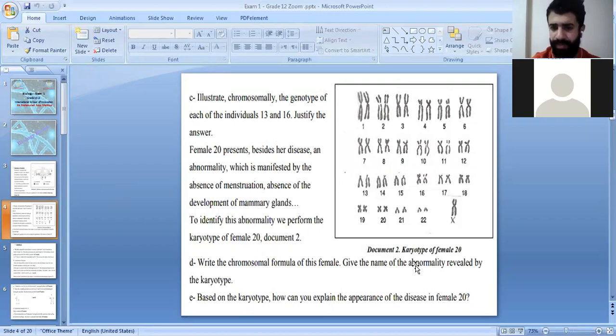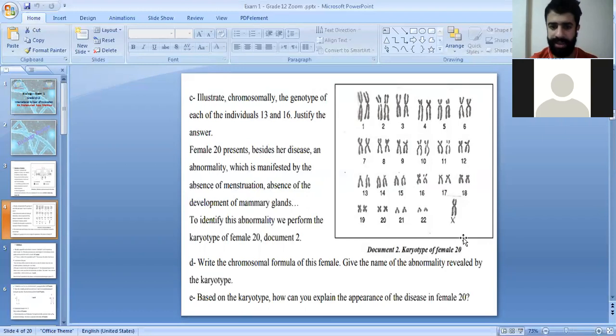This is the karyotype of female 20. If you have a look, all of them are normal, from 1, 2, 3, 4, 5, 6, 7, 8 till 22. We have 2 copies of each chromosome. So we have the abnormality here in the sex chromosome. This female should have 2 X chromosomes, but here she has only 1 X. So the abnormality here in the sex chromosome, having 1 X, what do we call it?